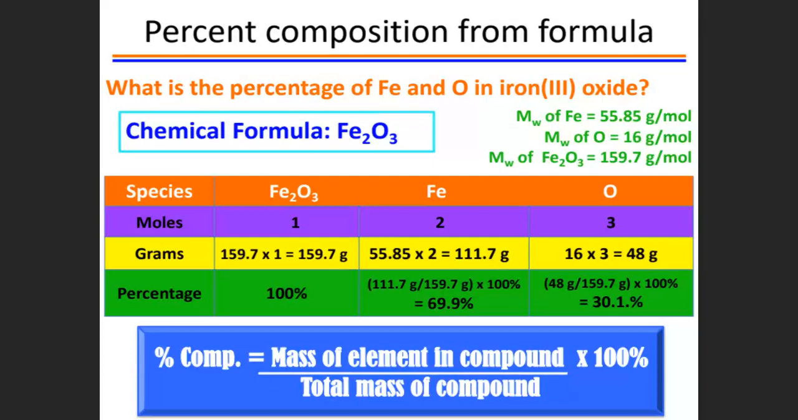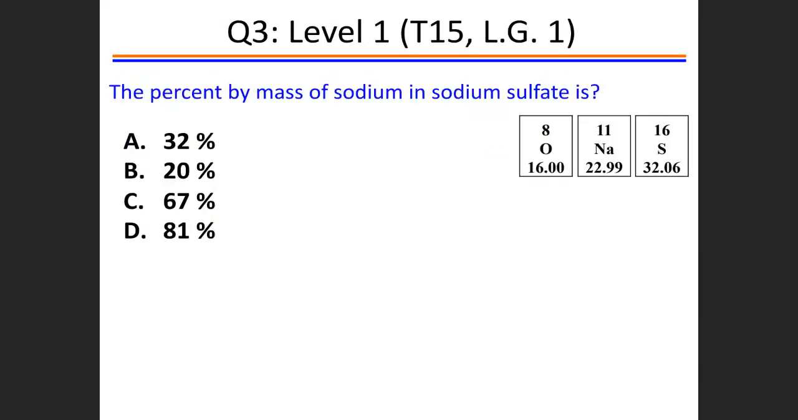Percent composition from the formula. In that case, if you have only the formula and they ask you for the percent composition, first the same, you have to find the mass for the whole, and then you have to find the individual mass, and then the composition percent, okay? The percent by mass of sodium in sodium sulfate. So same thing, you have to first write the sodium sulfate.